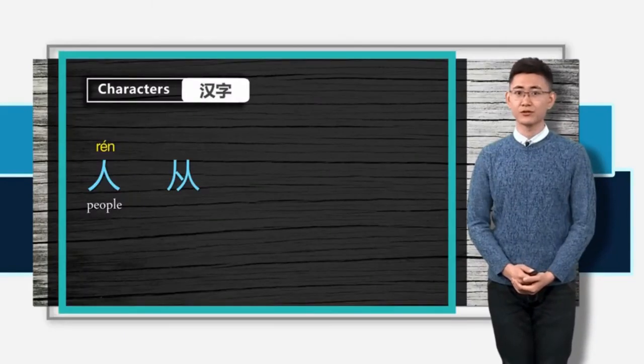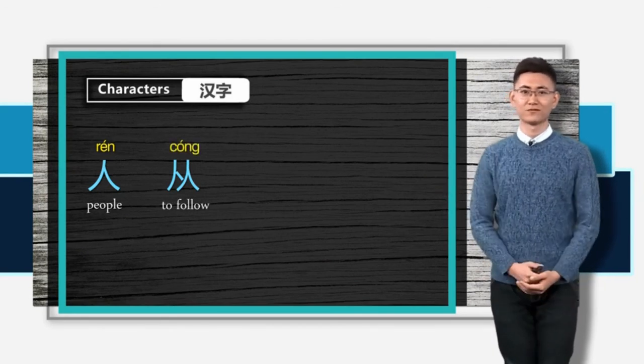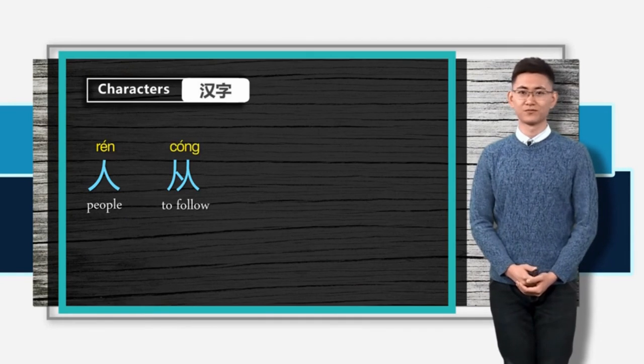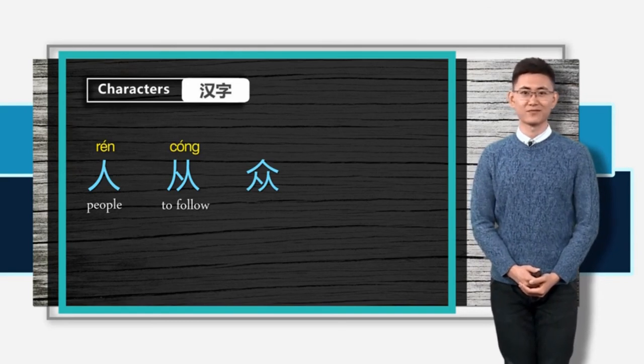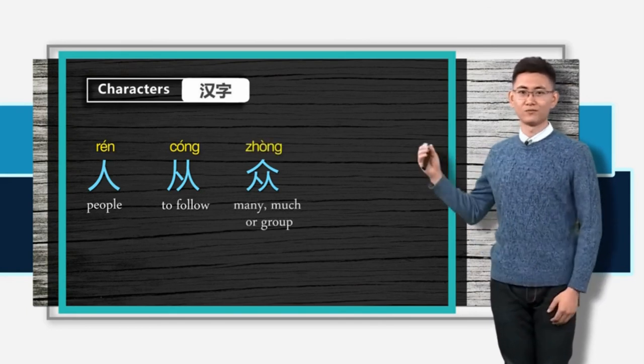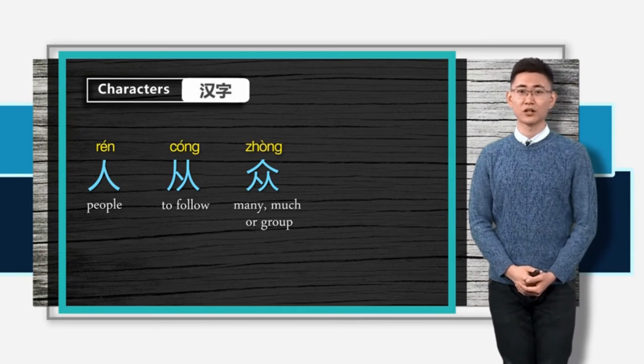If we put 2 人 together, with one following the other, we have a new Chinese character, 从. It means to follow. If we put 3 人 together, can you guess what it means? Yes, lots of people. It's 众. It means many, much, or group.